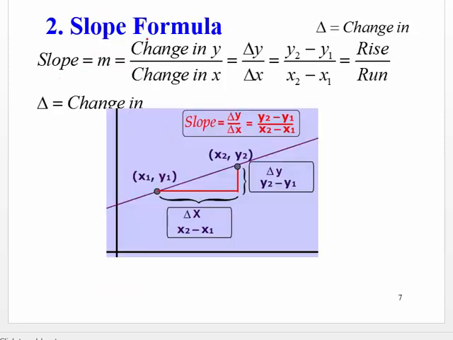Okay, so the slope formula is that slope m is equal to change in y over change in x, which is delta y over delta x. And delta is just this symbol that means change in, which means y2 minus y1 divided by x2 minus x1. It's also equal to the rise over the run. So this would be our run, change in x, and this would be our rise, change in y.